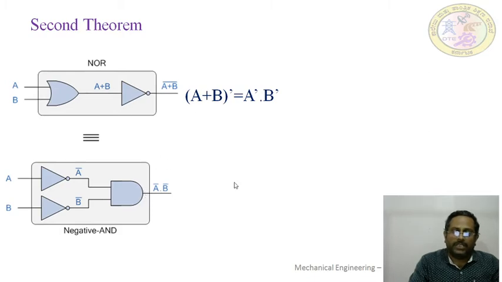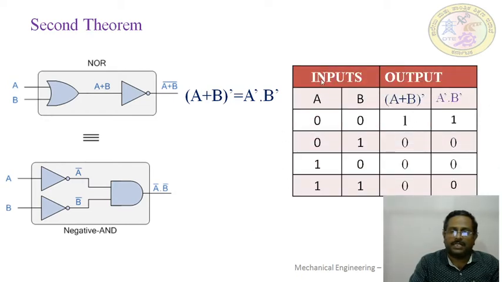For a given combination of inputs, we can see the output at LHS and RHS in the truth table. This is the truth table for the second theorem. A and B are the inputs. A plus B whole bar is the LHS output. A bar into B bar is the RHS output. Here also you observe the output of both LHS and RHS is the same for a given set of inputs. For 0 0, the output is 1 and 1. For 1 0, the output is 0 and 0. For 1 1 also, the output is 0 and 0 at both ends. That is, LHS is equal to RHS.